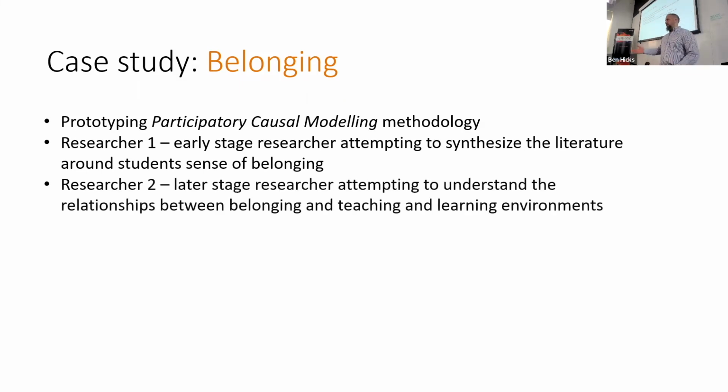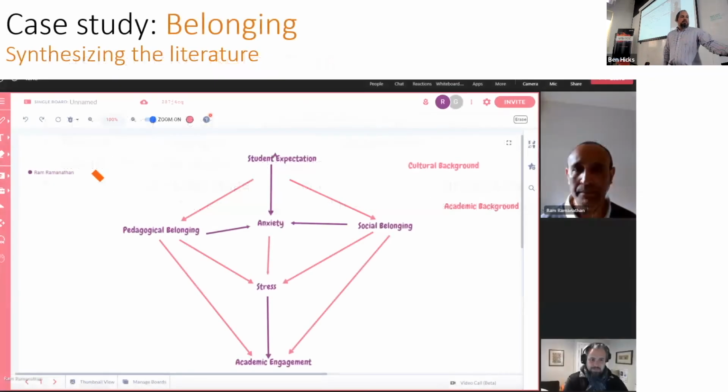The second one was a later stage researcher who was more interested in the question of what the influence of the teaching and learning environment is on a student's sense of belonging, and how that then flows on to things like engagement and better academic outcomes. The first belonging sessions began with trying to place the most common variables, or constructs, that the researcher was seeing in the causal modeling literature.